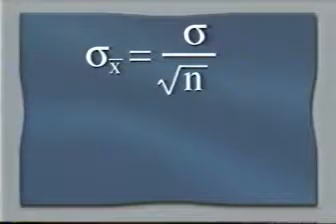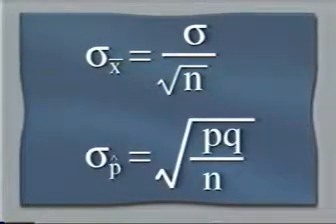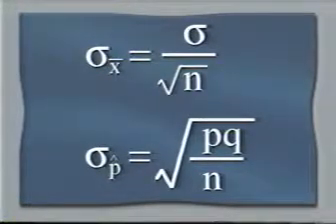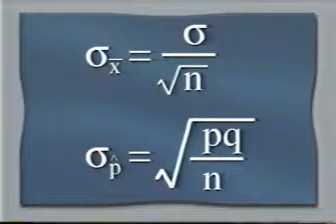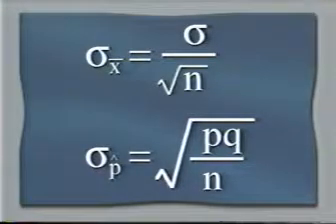If we're looking at a distribution of sample proportions, the standard error is sigma p hat, and that is equal to the square root of pq over n. P is the population probability of success. Q is 1 minus P, or the population probability of failure, and n is the sample size. Again, each sample in that sampling distribution is the same size.